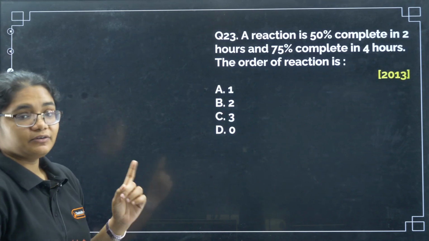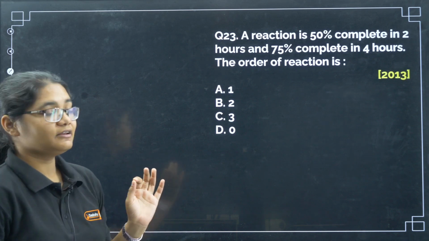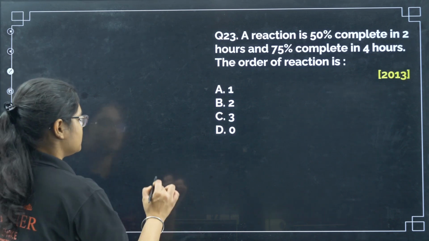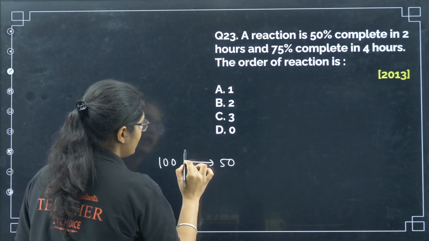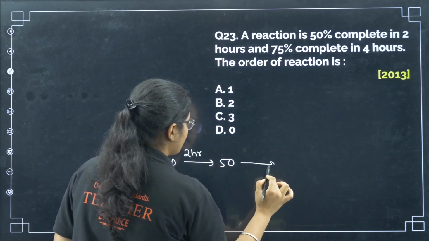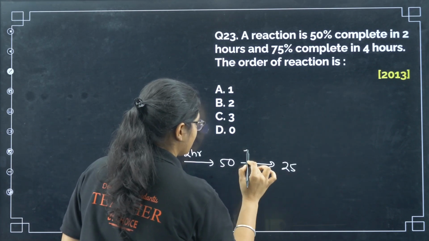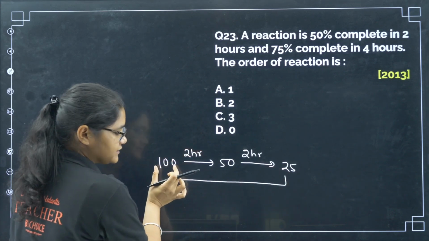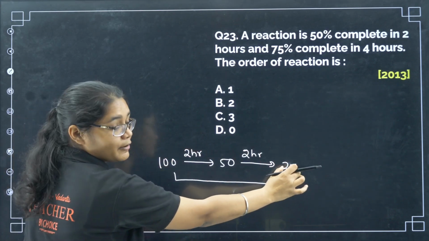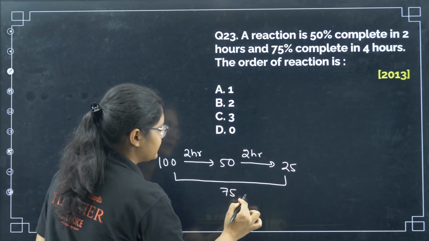Next, a reaction is 50% completed in 2 hours and 75% completed in 4 hours. So if I have 100%, first 50% will be completed in 2 hours, and after that from 50 to 25 it will take another 2 hours, right? So total from 100 to 25. I started with 100 and I am now reaching 25. So how much have I completed?